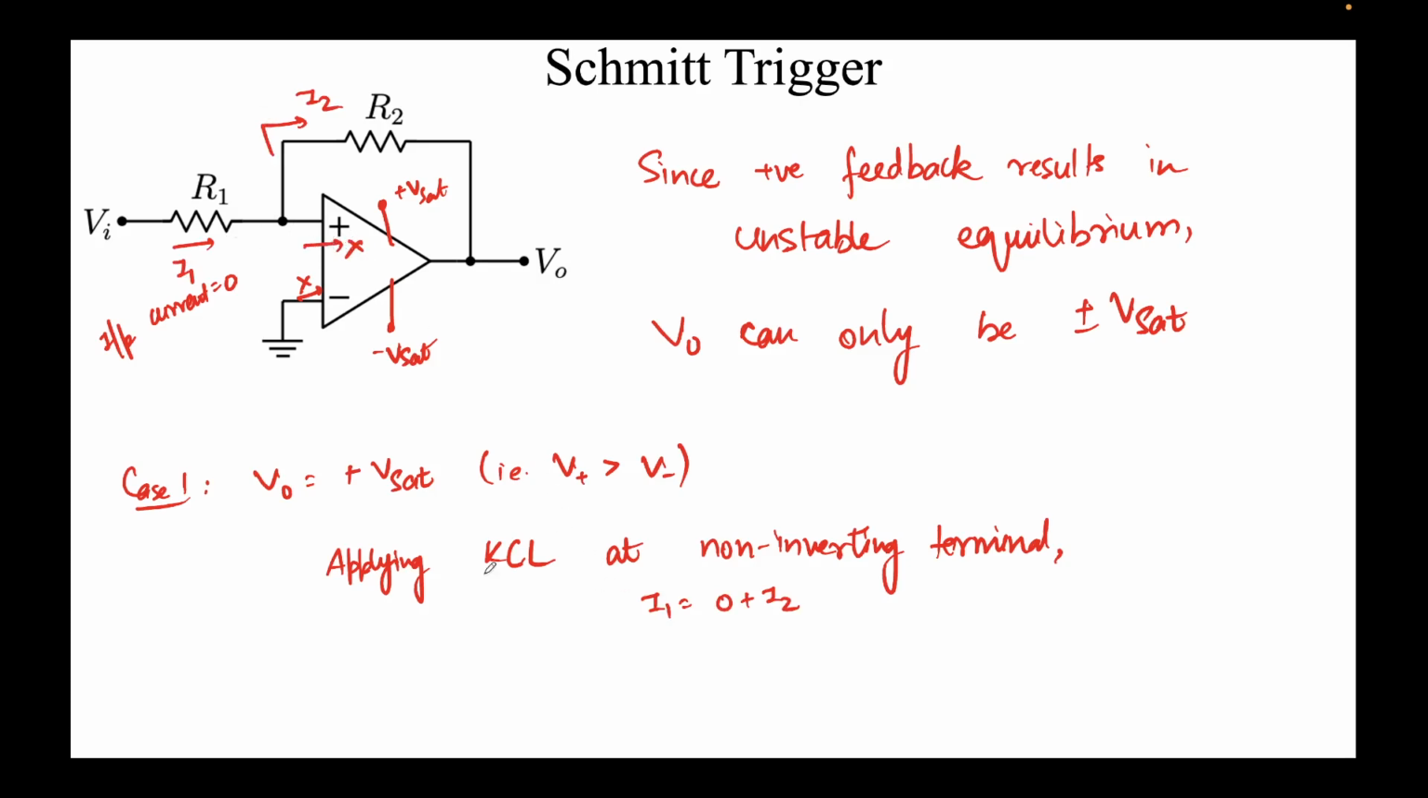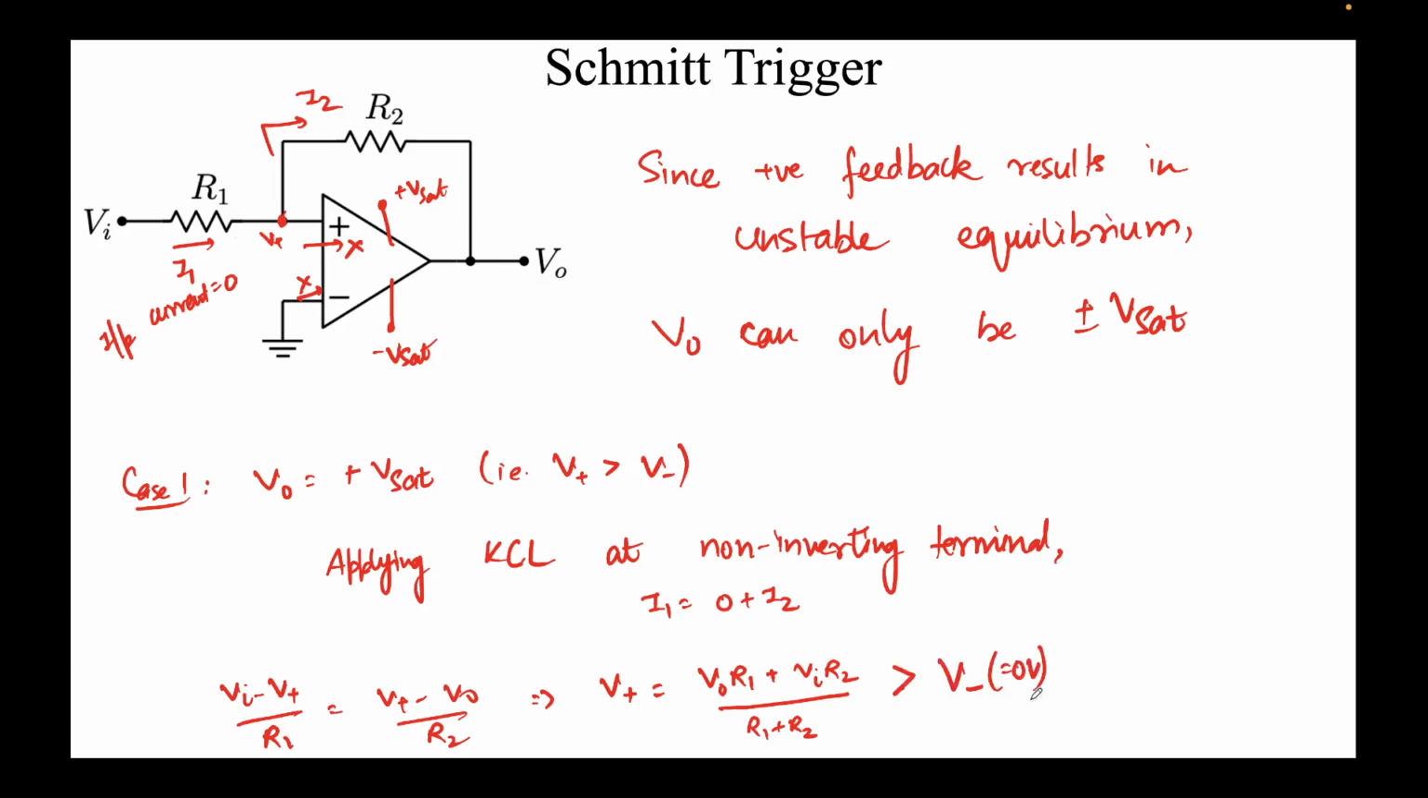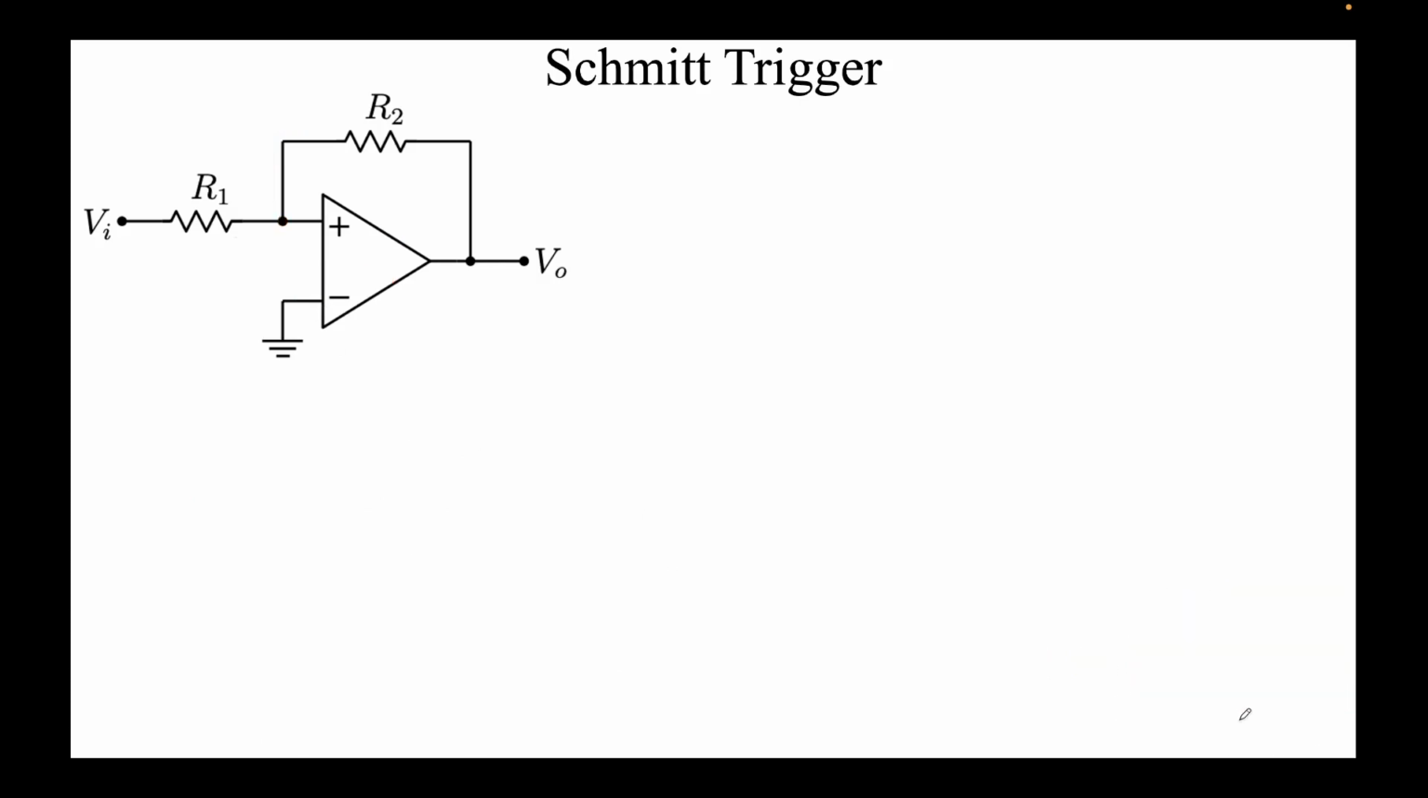If you plug in the values of I1, which is Vi minus V plus, this node is V plus, by the way, over R1, equal to V plus minus V0 over R2. This is the expression for V plus, and remember V plus has to be greater than V minus. V minus is nothing but 0, it's grounded over here. We do that and we obtain that the switching from plus Vsat to minus Vsat will happen at this specific input voltage.